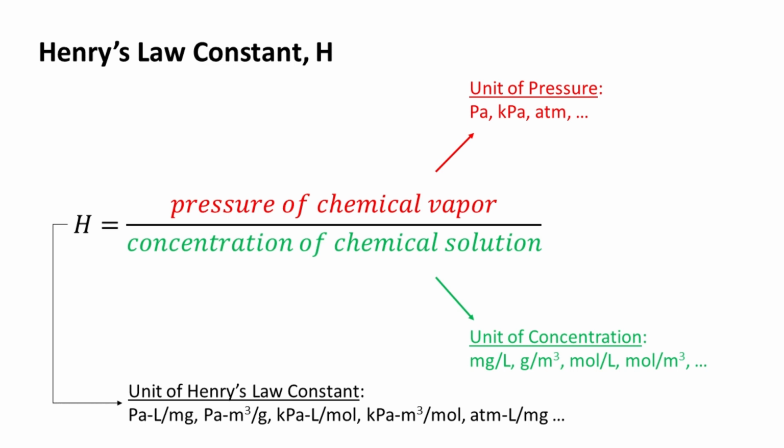Henry's law constants have been reported in many different units, such as atm liter per milligram, Pascal cubic meter per gram, or kilopascal cubic meter per mole. To compare the volatility of 2 contaminants using their Henry's law constants, it is imperative that the units of these Henry's law constants are the same, and that they are derived under the same temperature conditions.